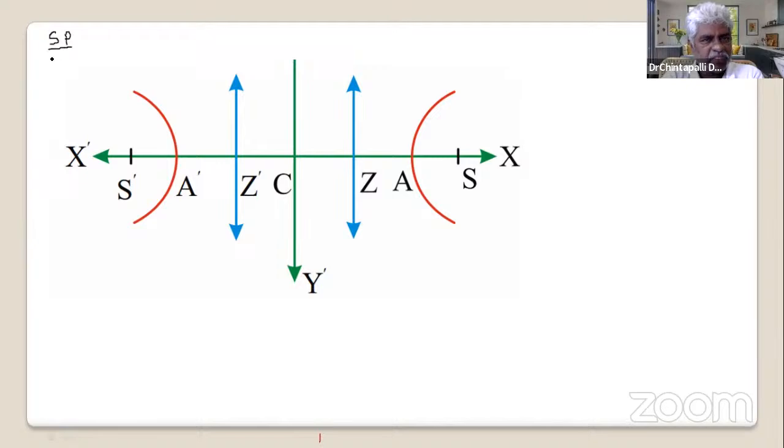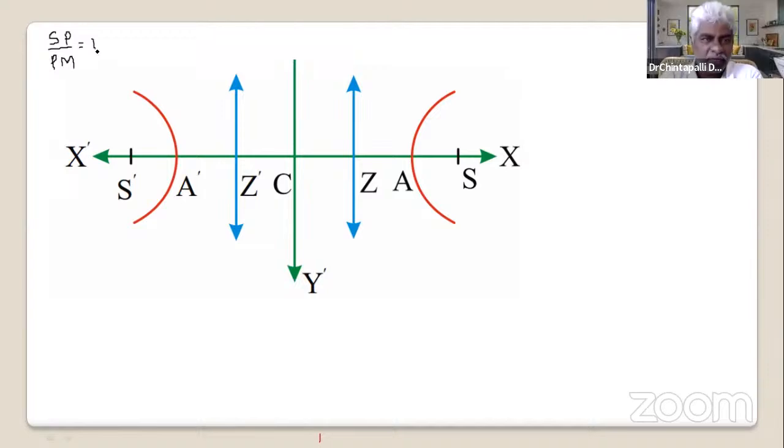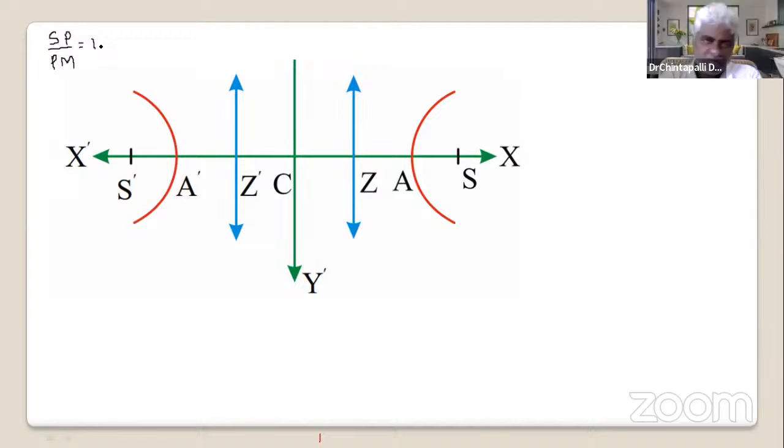SP by PM is equal to 1. That means SP is equal to PM. What is this formula for? SP equals e PM? No, no, e is not there, just 1 now. SP by PM is equal to 1, then SP is equal to PM. Very good. Then it is called parabola.